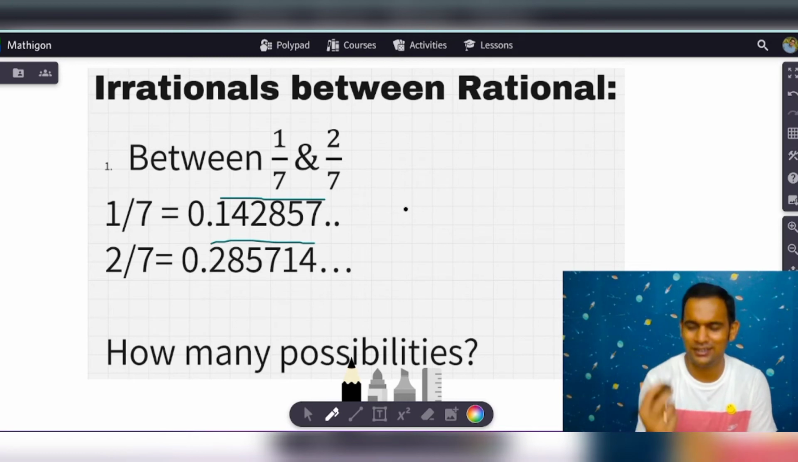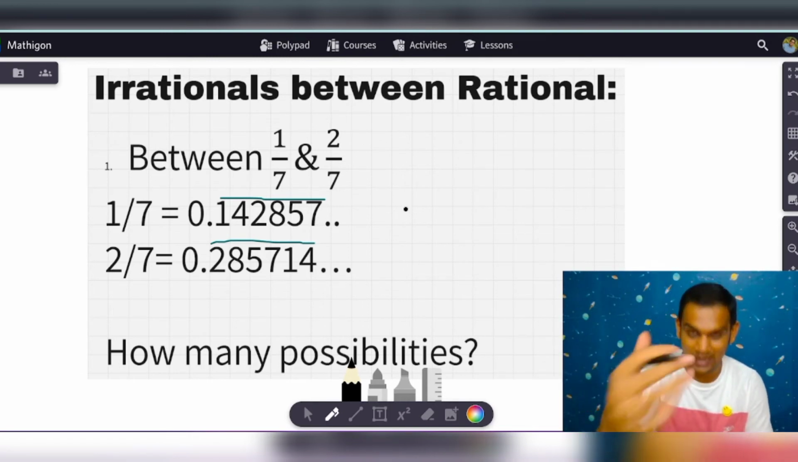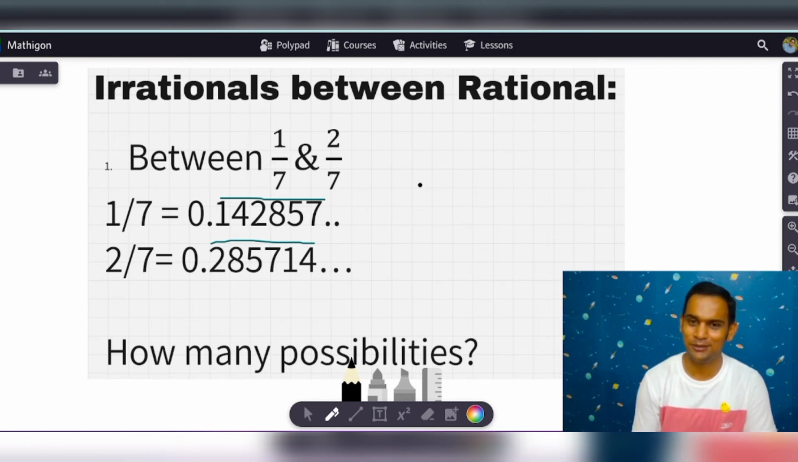You can just pause the video and try to do it yourself. I hope you have done it. Let's try to understand 0.142857. How do we construct an irrational number? I'll tell you a very beautiful trick. If I write 0.15, it is already greater than 0.14 and less than 0.28, which means it is between them, and we are finding an irrational between them.